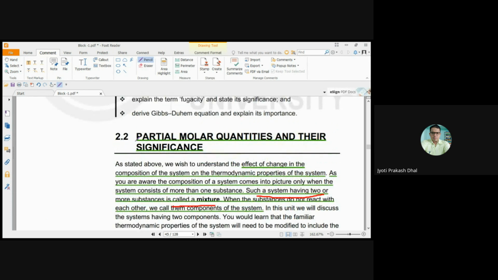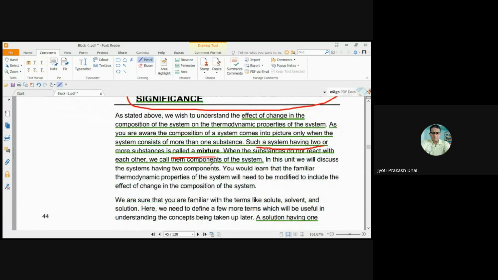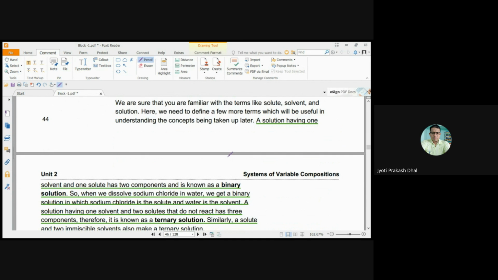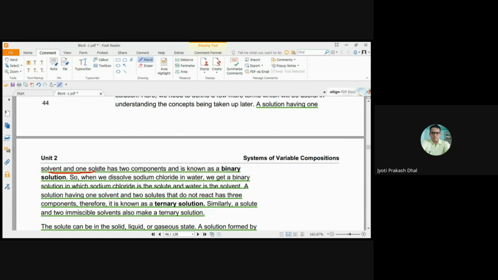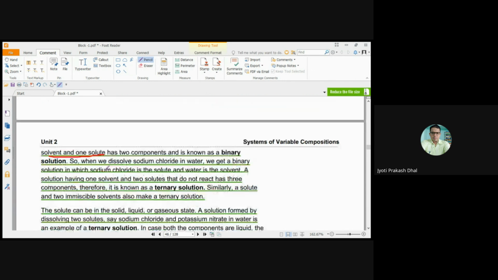So here the partial molar quantities and their significance will be valid for mixtures only. Now coming to a solution having one solvent and one solute. If we consider a solution having one solvent and one solute, that means two components are there, then that is called a binary solution. An example of such a binary solution is if we dissolve sodium chloride in water, we get a binary solution in which sodium chloride is the solute and water is the solvent.